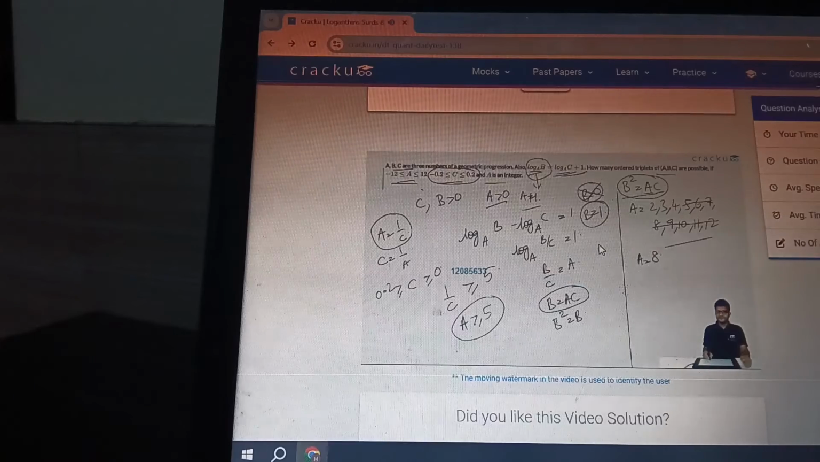For each value of A, we will be getting a respective value for C, which is equal to 1 by A, and B is constant, B is equal to 1. So the number of triplets that are possible is 8.